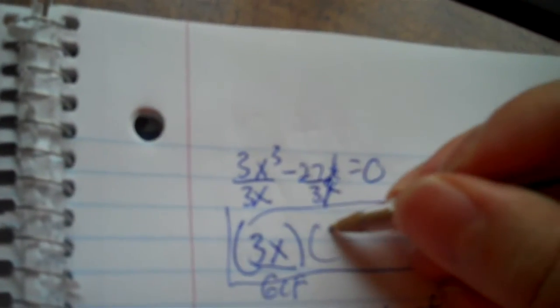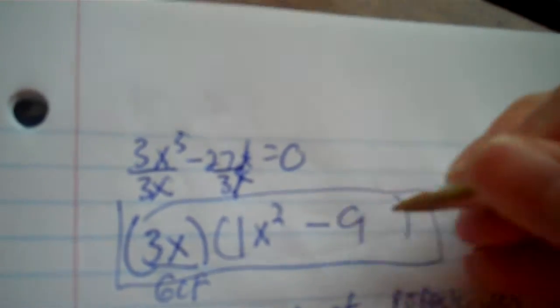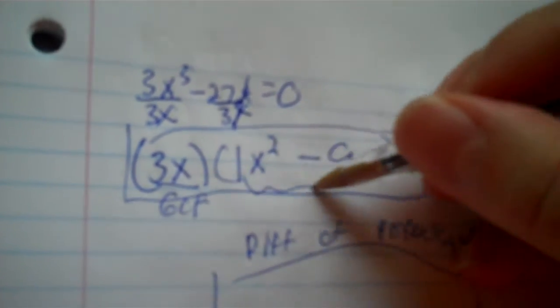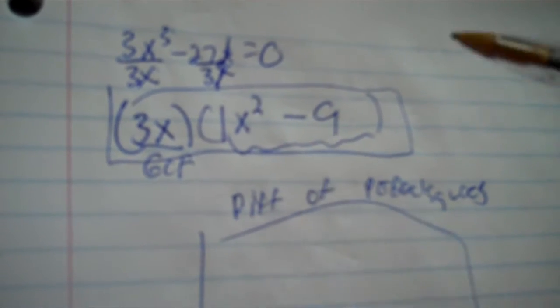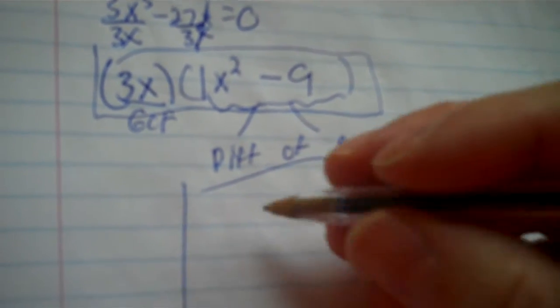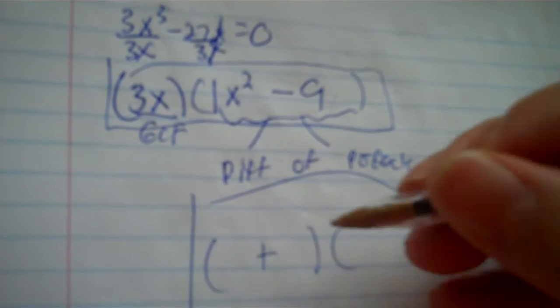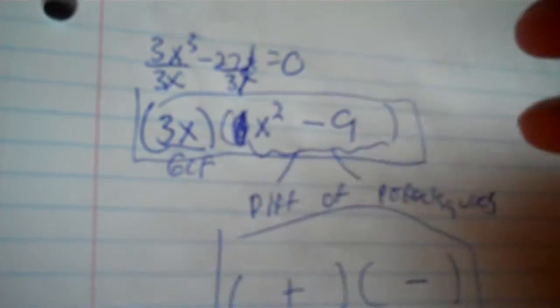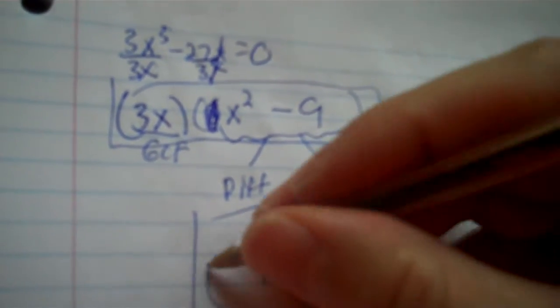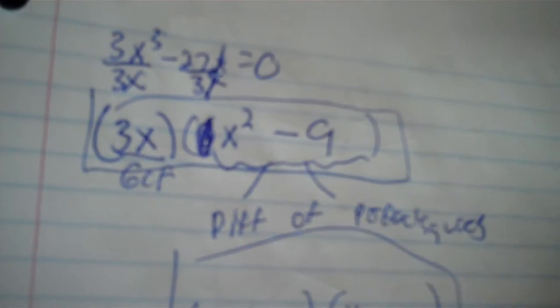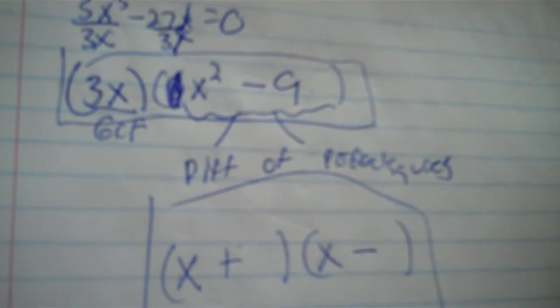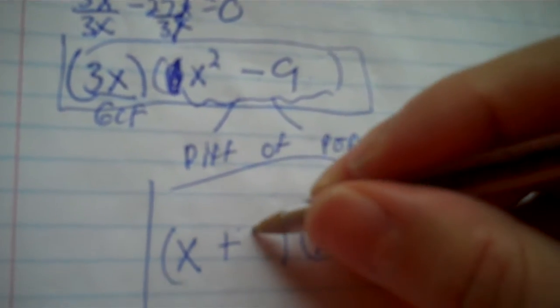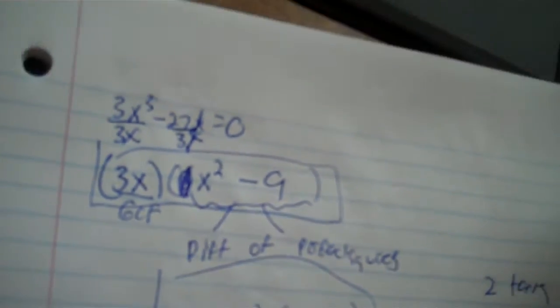Those cancel. Now remember, 3 divided by 3 is 1. X to the third divided by x is x to the second. And then 9. Okay, then you see if that second parentheses is a difference of perfect squares. That's the 2 parentheses with the plus and the minus. So if you have a 1 in front of the x, just get rid of it. Well, x to the second is a perfect square because you can write that as x times x. Then a negative, positive times negative, that works. And then 9 is a perfect square because that can be written as 3 times 3.